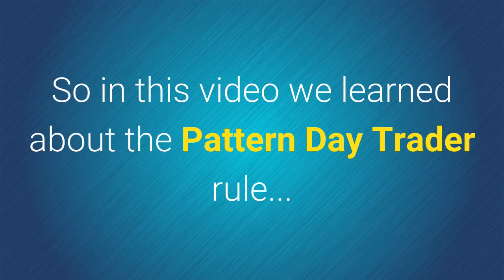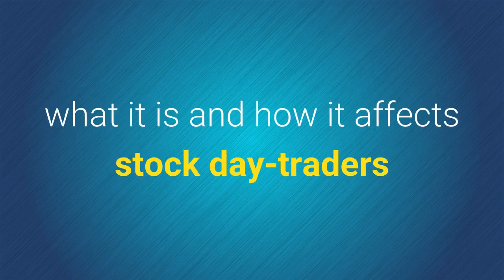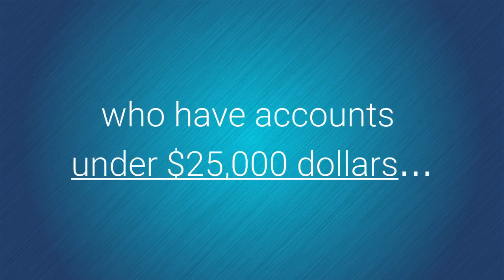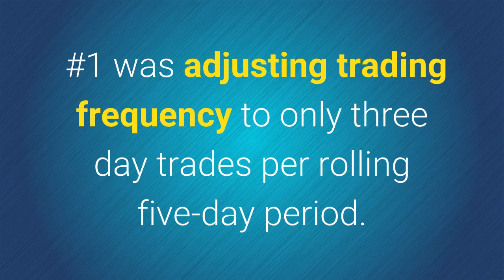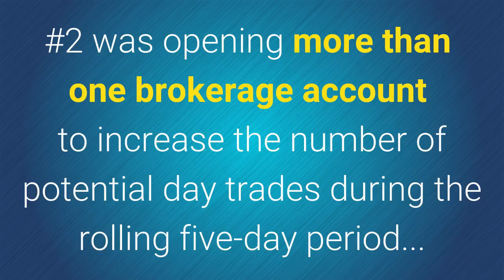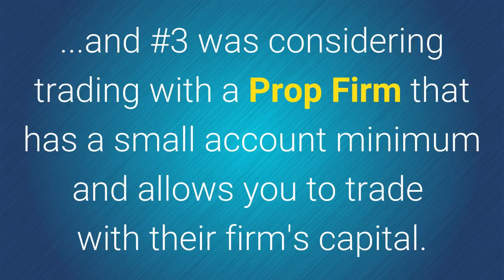So in this video, we learned about the pattern day trader rule, what it is, and how it affects stock day traders who have accounts under $25,000. Then, we learned the top 3 methods to avoid triggering the rule. Number 1 was adjusting trading frequency to only 3 day trades per rolling 5-day period. Number 2 was opening more than one brokerage account to increase the number of potential day trades during the rolling 5-day period. And number 3 was considering trading with a prop firm that has a small account minimum and allows you to trade with their firm's capital.